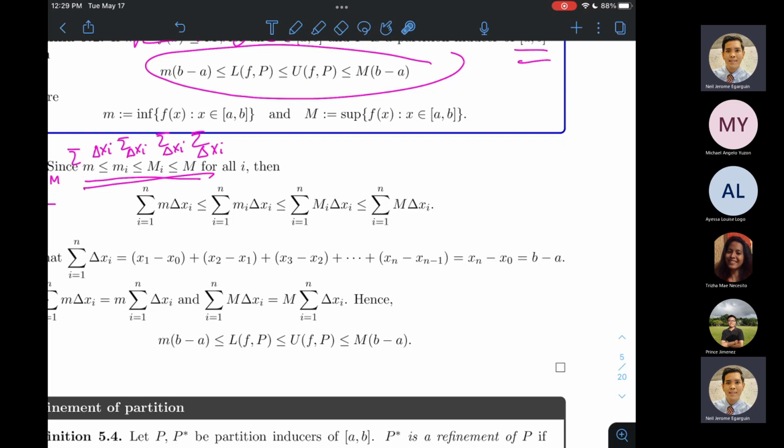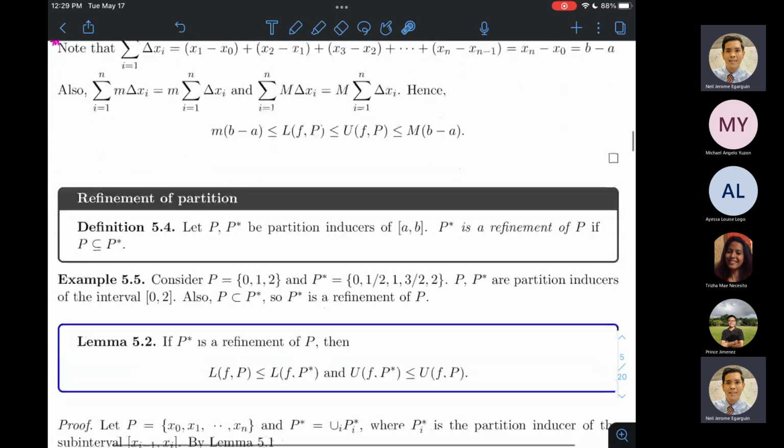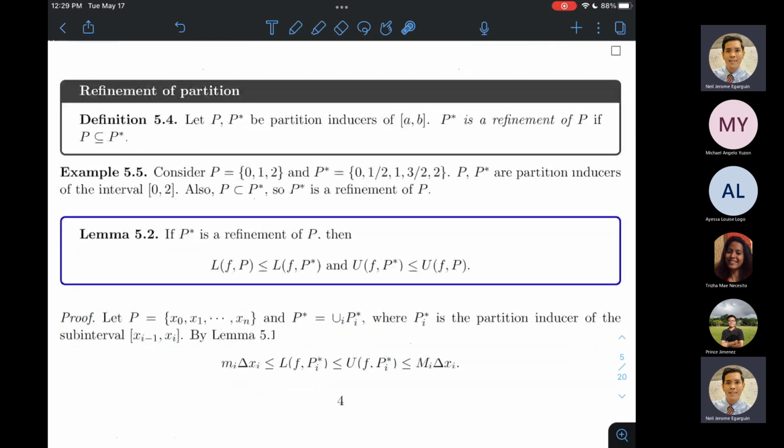So this is one major inequality, though hindi siya ganoon kahirap. You might think na obvious nga yan, sir. So kailangan natin yan dun sa mga ibang pagpo-prove ng mga susunod na theorems. But before we move further, let's define muna ano yung refinement ng isang partition.